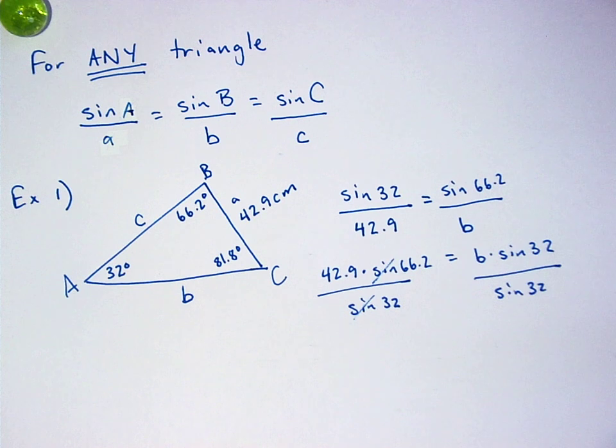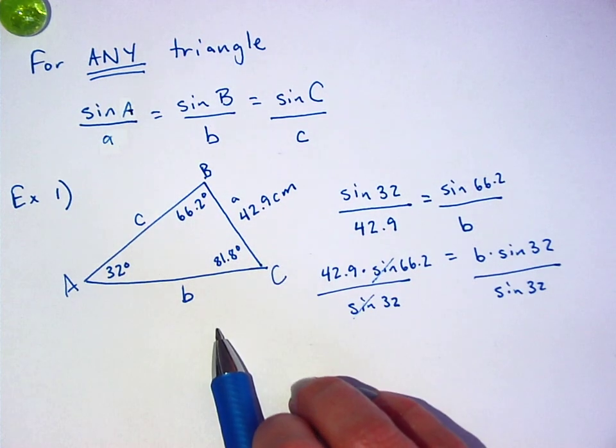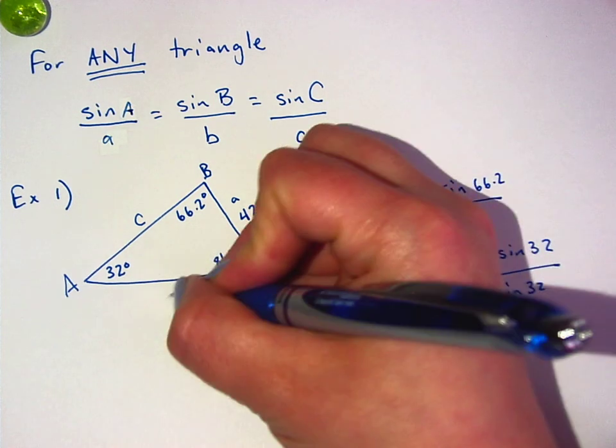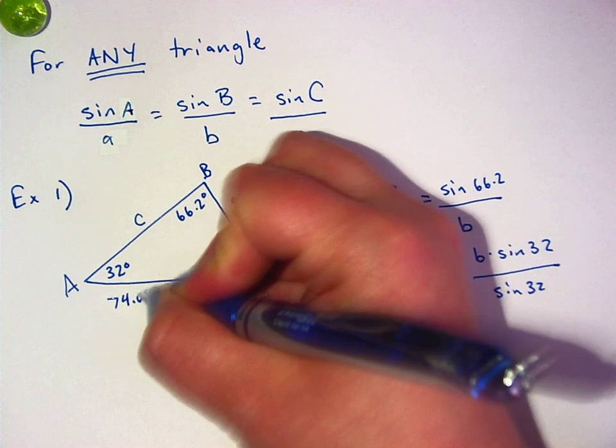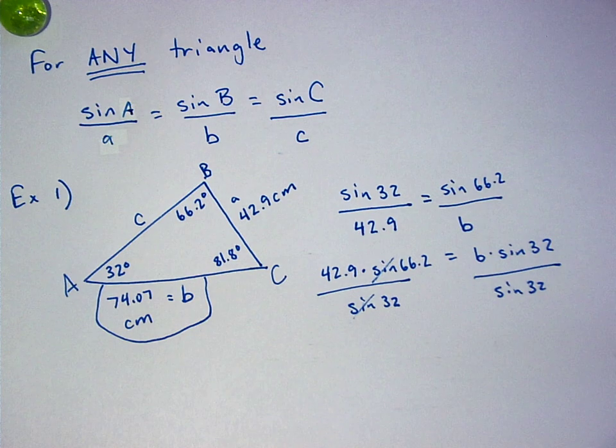So make sure your mode right now is in degrees, not radians. And then take 42.9 times the sine of 66.2, and then divide by the sine of 32. Now, my picture isn't quite to scale, but I got 74.07. Did you guys get the same thing? Centimeters. Is that a reasonable length for that side?